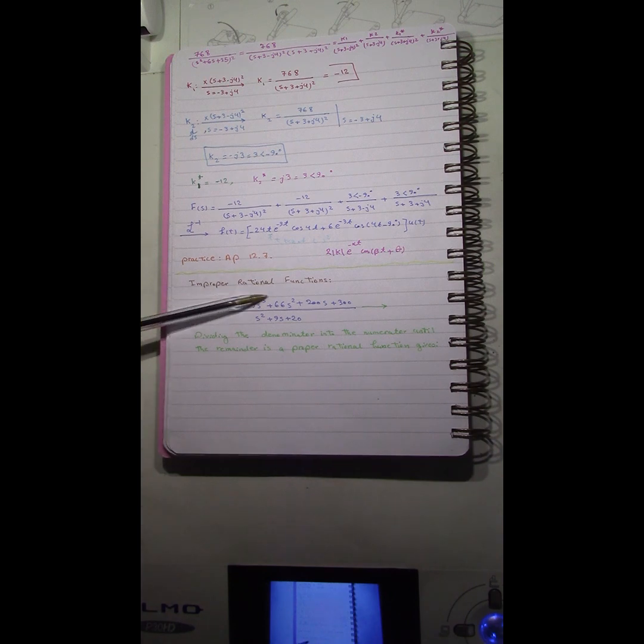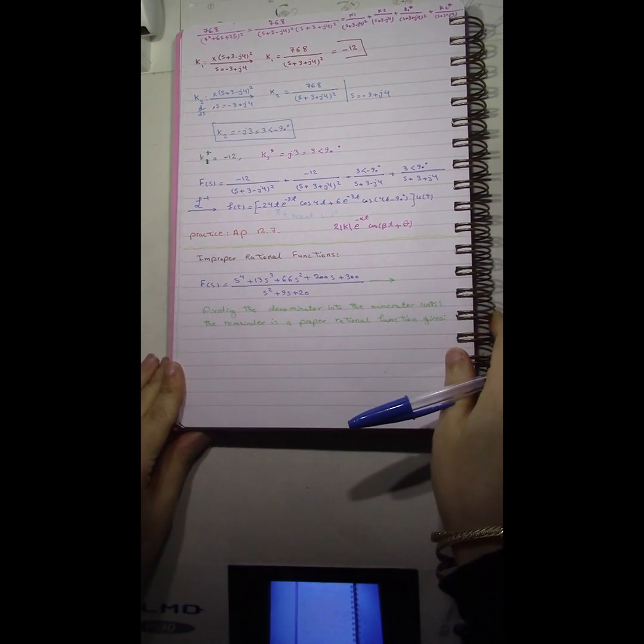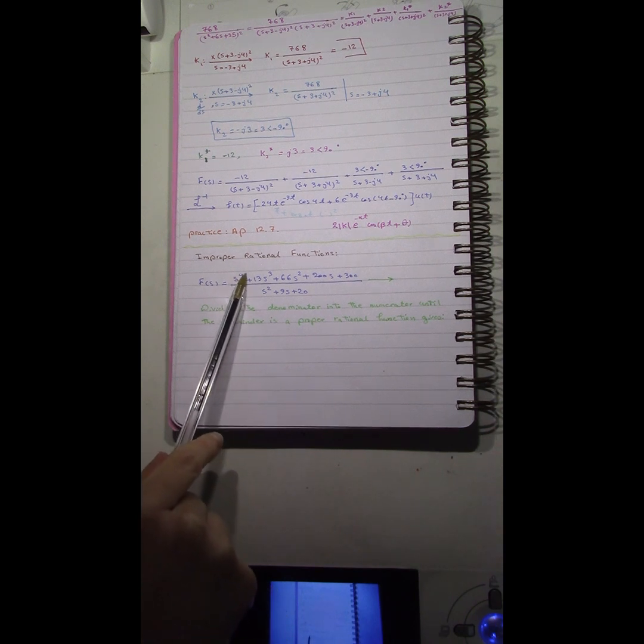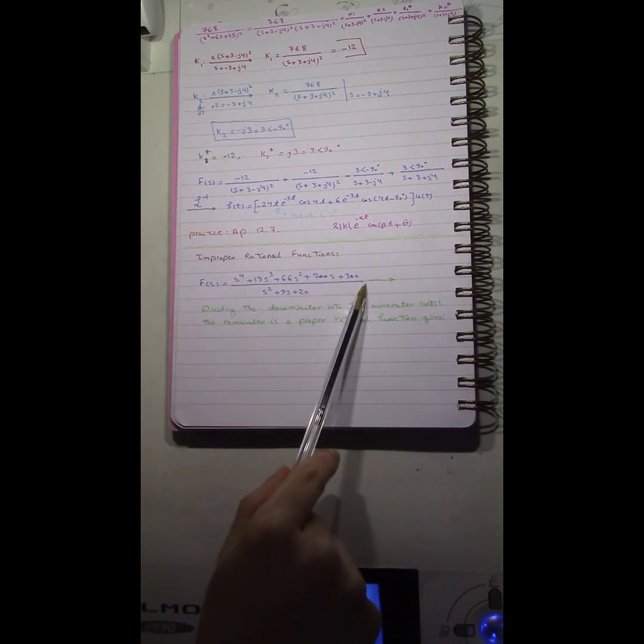Okay, now if we have improper rational functions, it means what? M is less than or equal to n. So this one is proper or improper rational function? Proper. This one? Improper. Why? What is the higher order for the numerator?